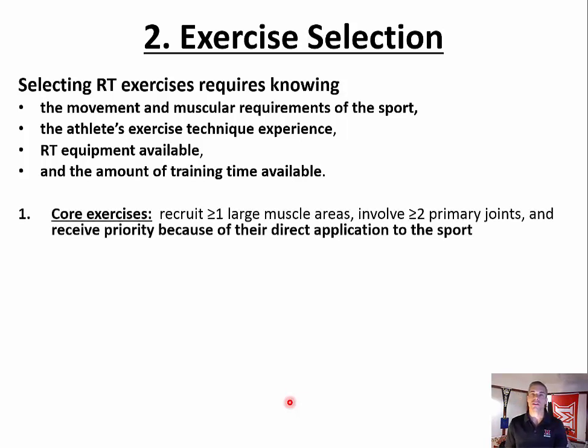So when we're talking about exercise selection, we can really break down resistance exercises into two main categories. So first we have core exercises. Those are the ones that recruit one or more large muscle area, involve two or more primary joints, and receive priority because of their direct application to the sport. So these exercises include the deadlift, power clean, back squat, front squat, a variety of different presses, both bench press and overhead press.